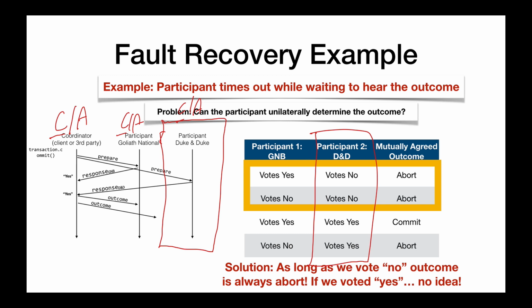But if we vote yes, the only information that we know is that we voted yes. We don't know anything else. It could be the case that the other guys decided on commit, or it could be that the others decided on abort. And because of that, two-phase commit does not guarantee liveness in the case of this kind of timeout, where we vote yes, but then don't find out what the final outcome is. We'll go through that again in a minute.